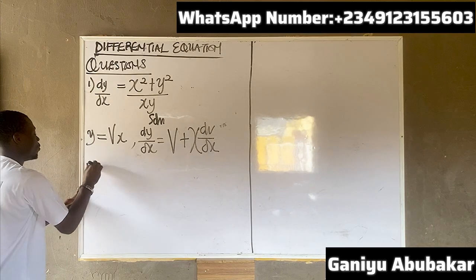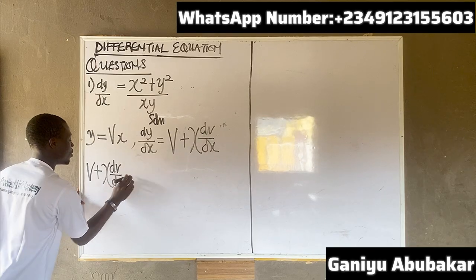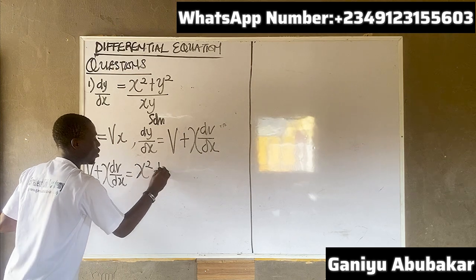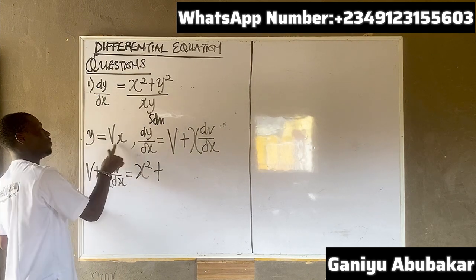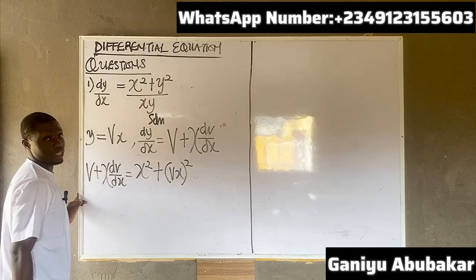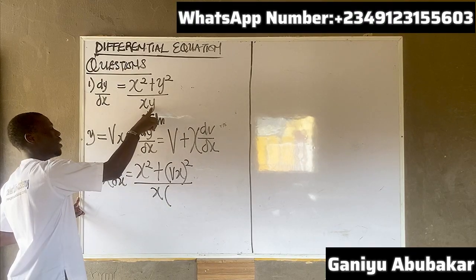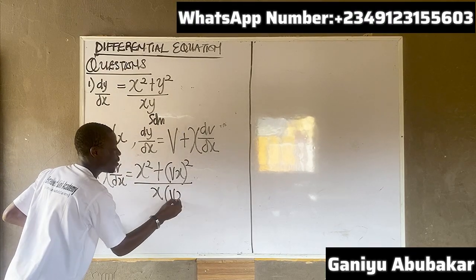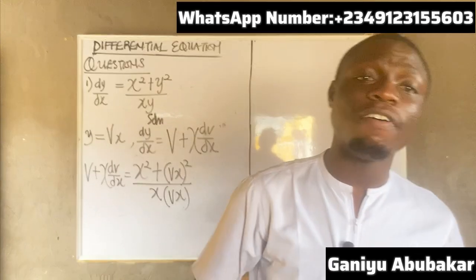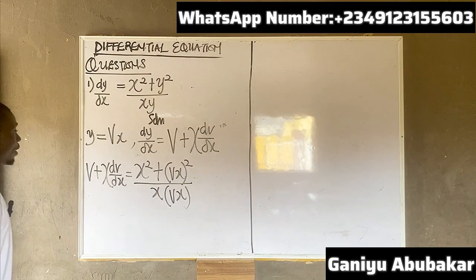So first task, this one here becomes this. That gives you v plus x dv/dx is equal to x squared plus y, but we say y should be vx. That gives you vx. This square comes here. I have this one here, all over x into y, but y should be vx. I have vx. Why am I using this method? Because I can't separate the variables. I can't separate it, so use this method, please.